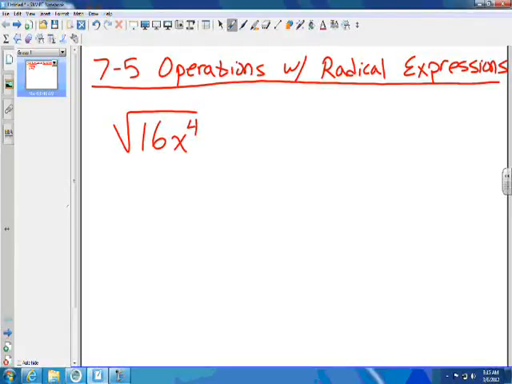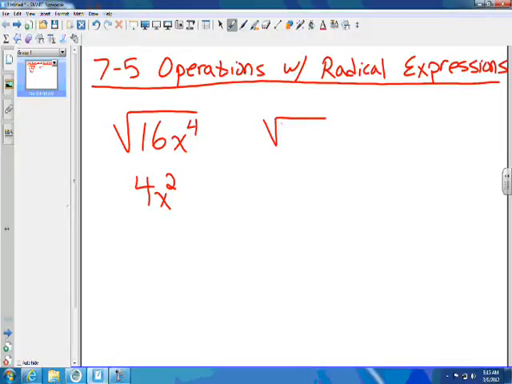So what times itself is 16? 4, we know that. And to simplify that exponent there, we divide by the index, which is 2, which would leave us with x squared. So we did that in section 4. That should be total review, no problem.